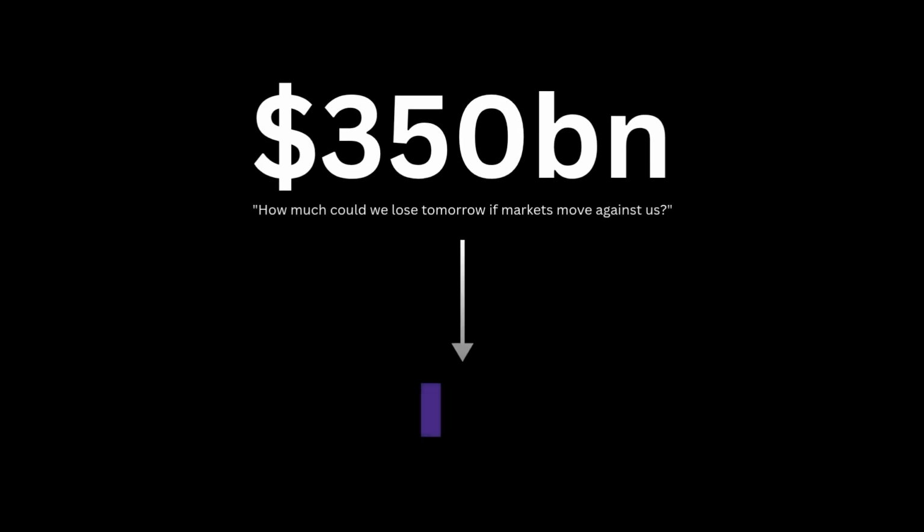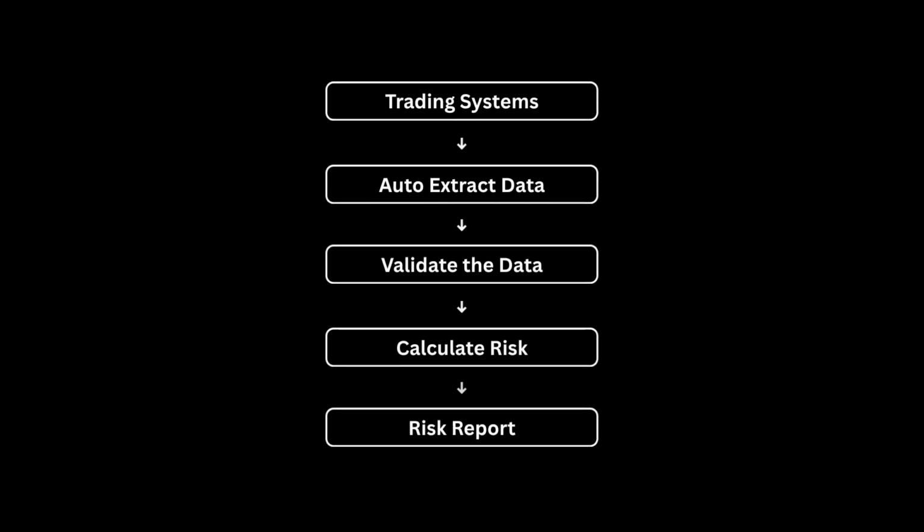So can a simple spreadsheet actually cost a bank billions of dollars? Well, large banks hold enormous portfolios with hundreds of billions of dollars, and they all ask, how much money could we lose tomorrow if the markets move against us? To calculate that, banks normally have something called value at risk, which uses historical data and models to estimate potential losses. So a typical VaR model may look like this, where you have a trading system, data is automatically extracted, validated, and risk is calculated before being fed into the report.